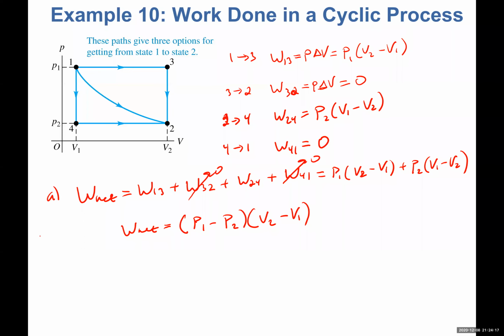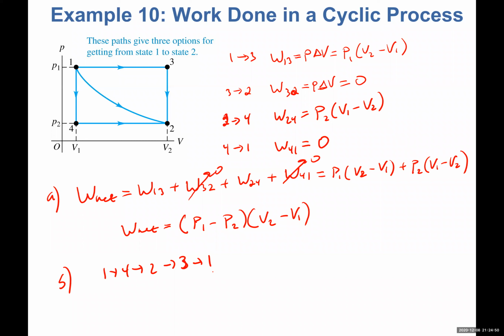So let's call this A. Now, in terms of what happens when we reverse the order, going from 1 to 4 to 2 and to 3 and then to 1, in this case we have the pressures that are the same. So you're going to get the same equation. The pressures are the same, it's just that the volumes switch. So in a way, you're going to get exactly the same work done, but it is negative.